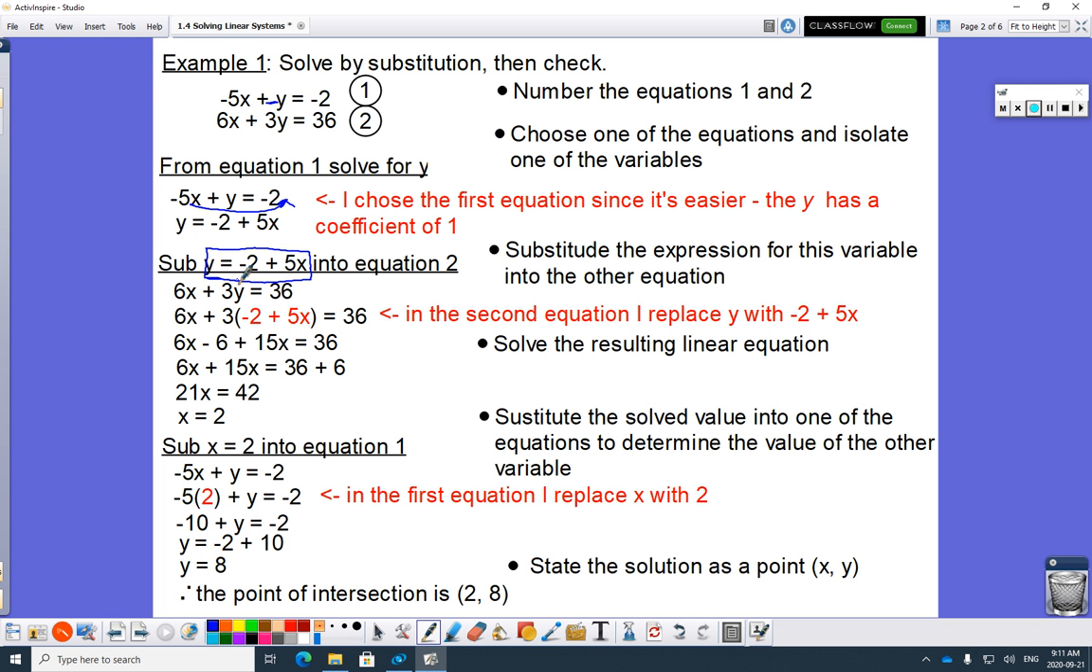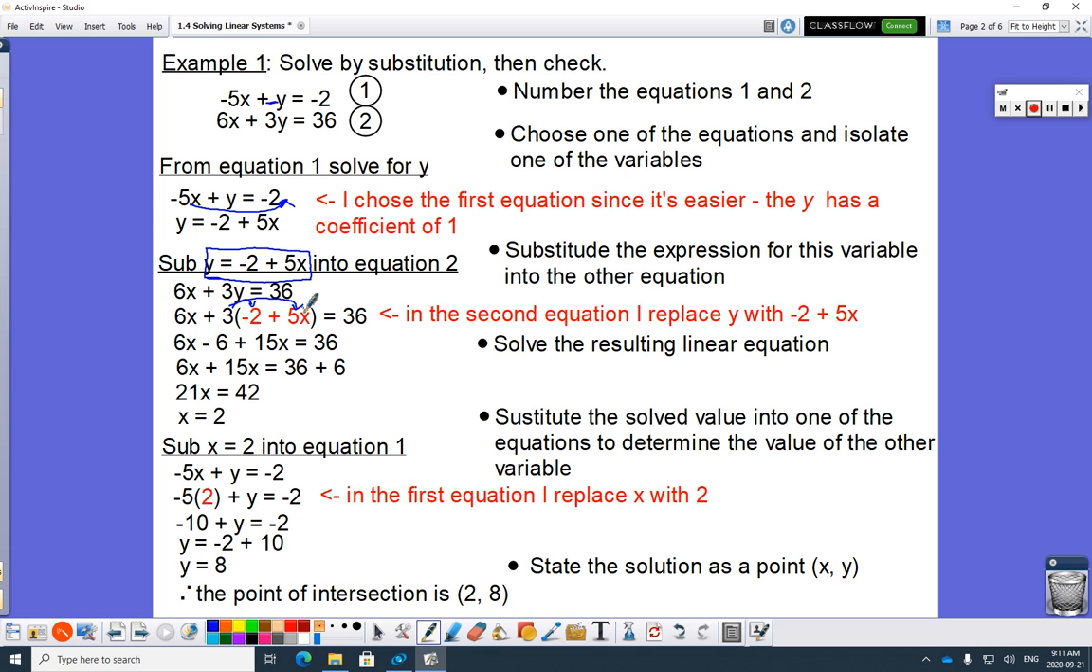And the whole point is that instead of having two variables, which we can't really solve, wherever we see a y, we're going to put this expression, and now we only have x's. When you do this, you're going to have to distribute, collect like terms, all that kind of stuff. So the stuff we reviewed from grade 9. So in the second equation, I replace y with negative 2 plus 5x. So here's the y, I put it in there, and then if you are an arrow person for distribution, draw them in.